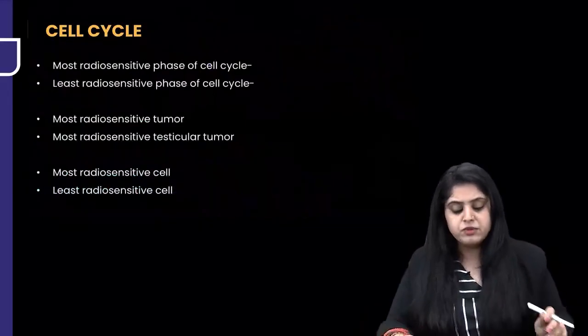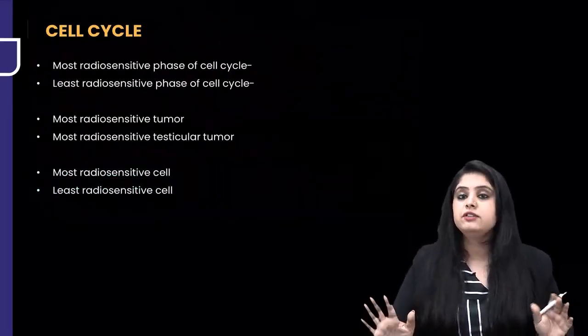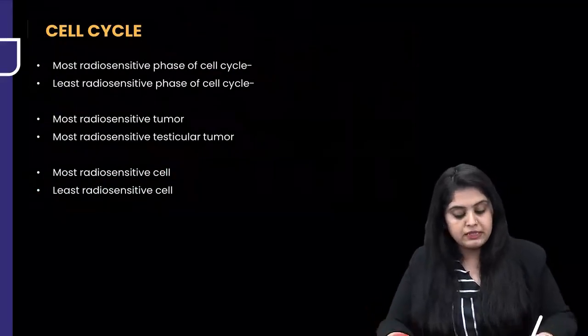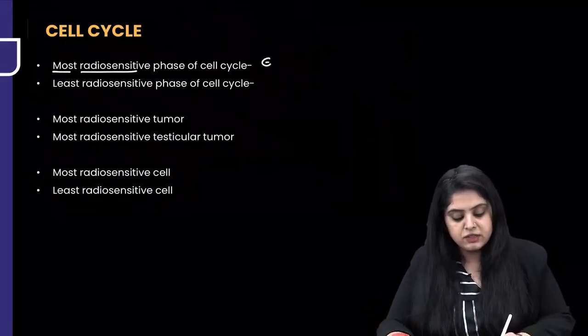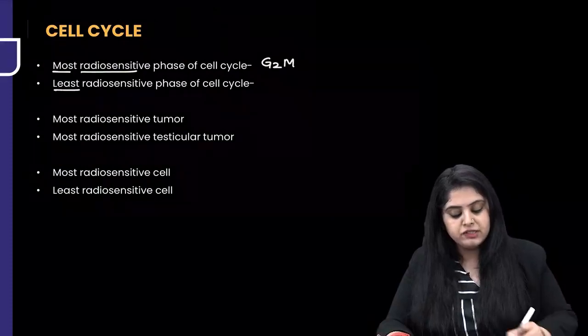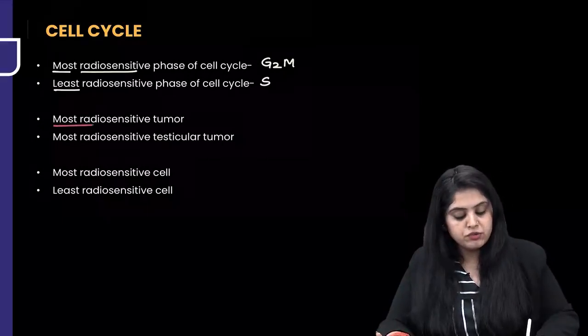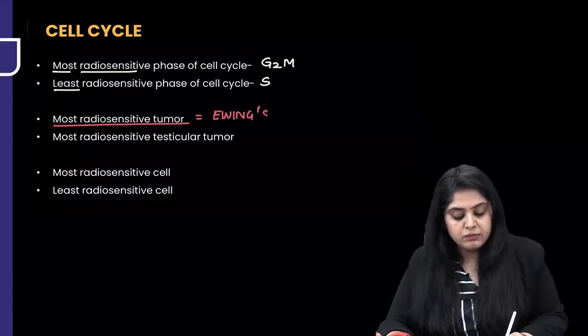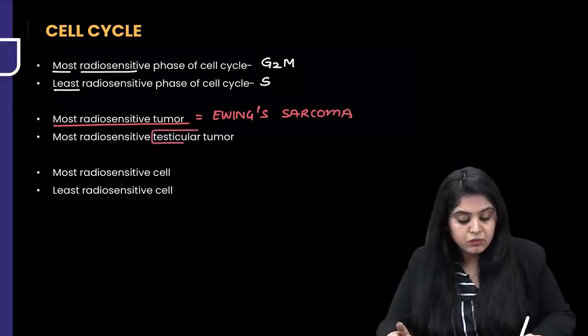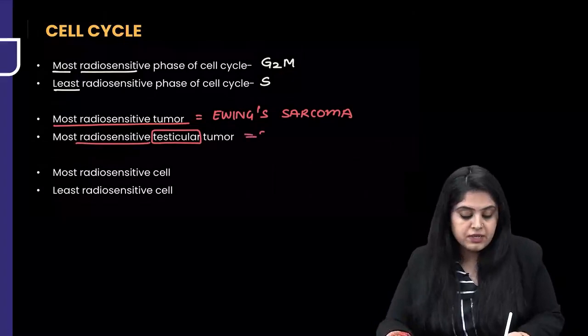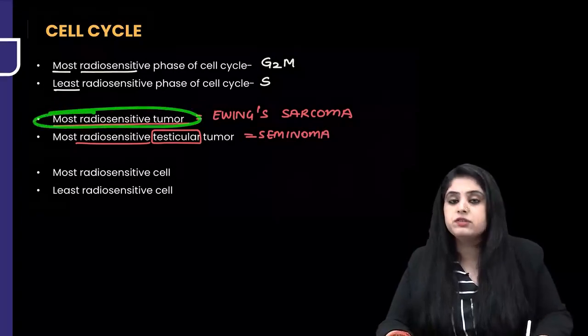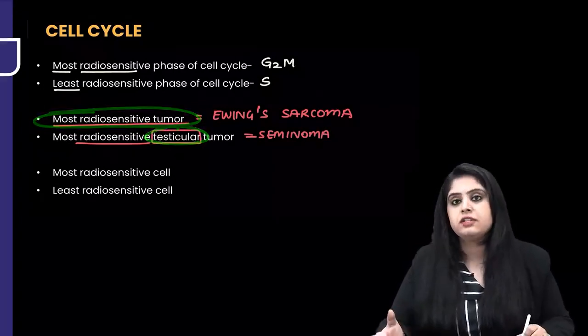So now that you've spoken about radiosensitivity, can you tell me all the radiosensitivity questions in the body? Number 1, the most radiosensitive phase of the cell cycle was G2M and the least radiosensitive phase was S. This we studied. Now if I ask you which is the most radiosensitive tumor overall in the body, your answer will be Ewing sarcoma, the bone tumor. But if I particularly ask the most radiosensitive testicular tumor, then your answer will be seminoma. So read the question carefully. Have they asked me the overall most radiosensitive tumor or the testicular tumor?